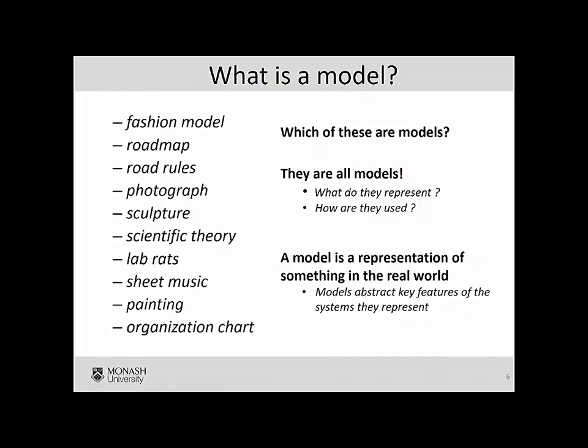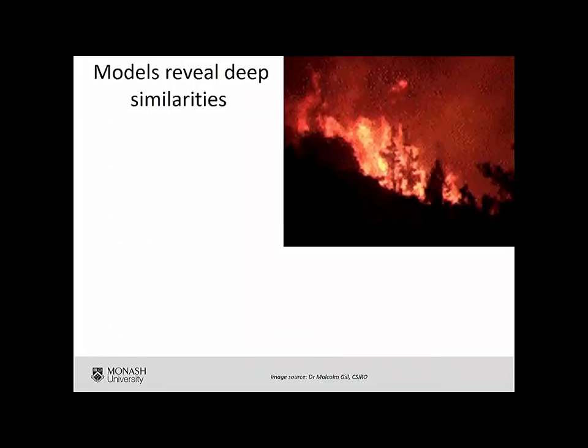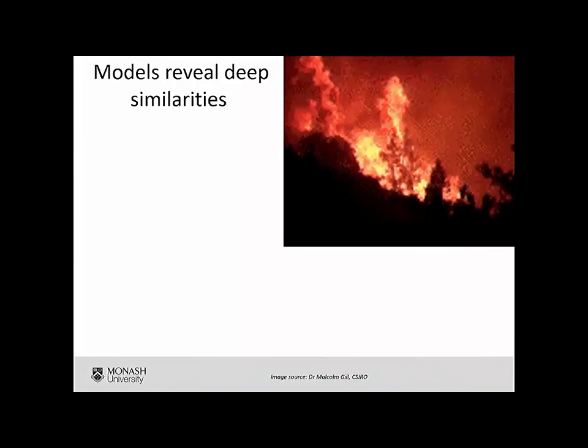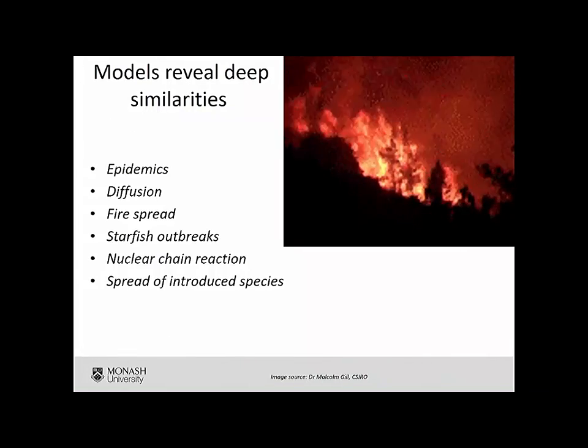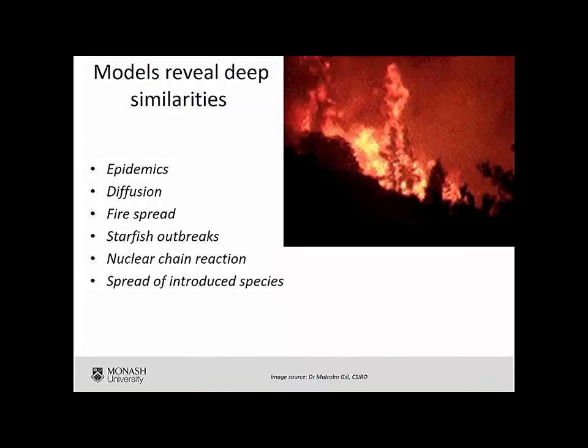If you think about a road map, it's not the same as the road. It doesn't tell you where the potholes are, but it tells you a lot about what you need to know about a road. It tells you the connectivity of the roads, and it can tell you distances and all kinds of things. So a road map is a great model of the road. And the good thing about models is that they start to reveal similarities.